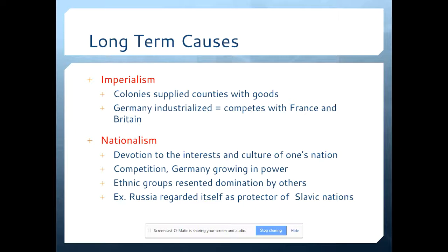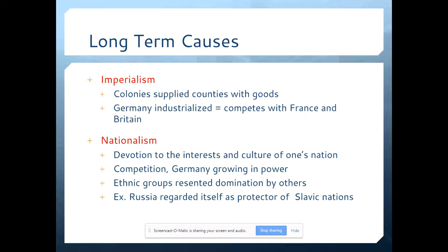So I feel like we've kind of exhausted the whole imperialism issue, but colonies are going to supply their countries with goods and raw materials so that they can keep producing. And then because those countries are producing so much, the colonies offer them a marketplace to sell a lot of the goods that they're making.